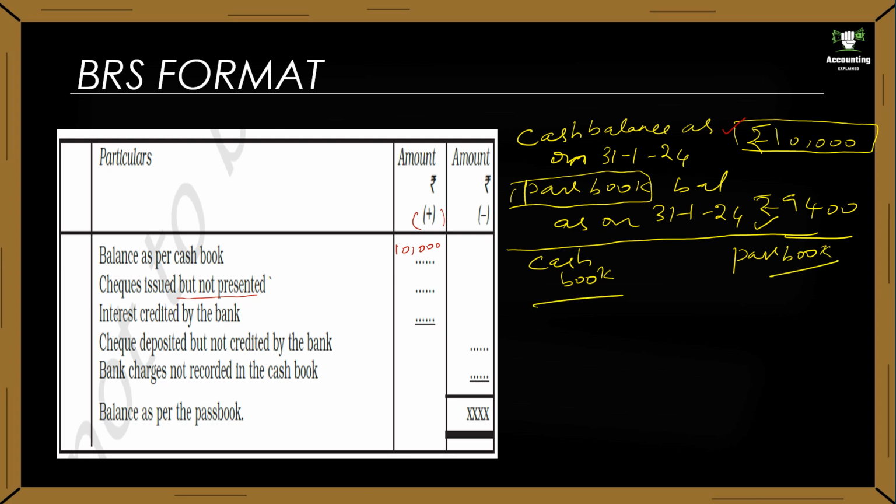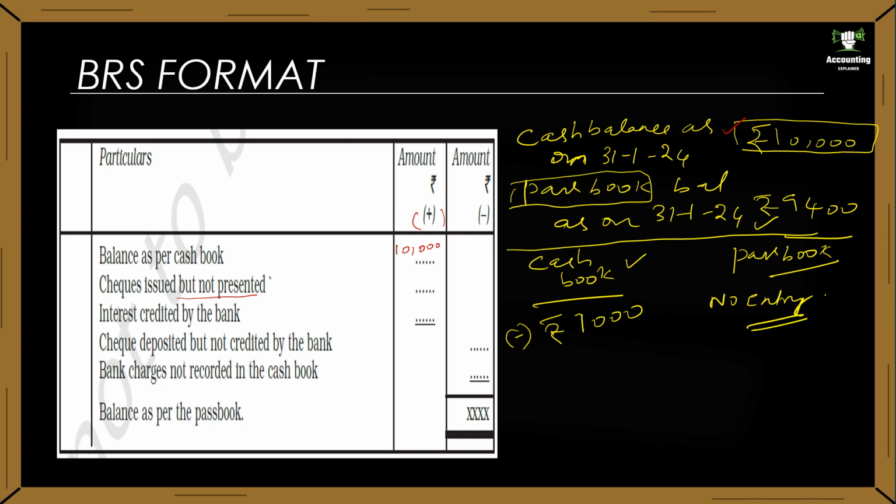Let us assume the checks issued but not presented amount is 1,000 rupees. When the checks are issued in the cash book, we immediately pass the entry. That amount will be reduced in the cash book immediately. We would have already done it. But in the passbook, it was not presented, meaning there is no entry for that in the passbook. The person to whom we have issued the check has not deposited the check in the bank for payment. So there is no entry.